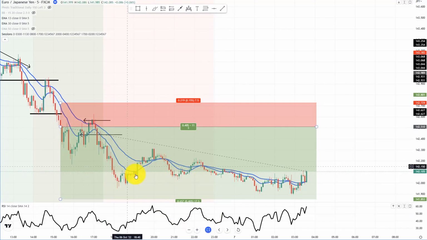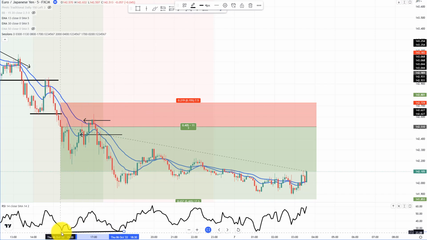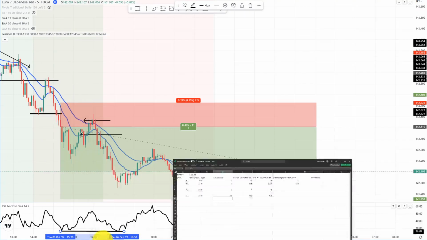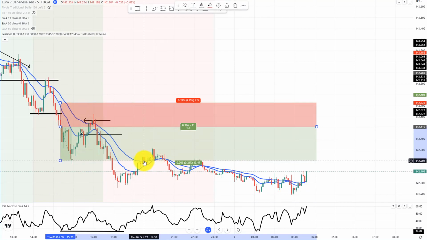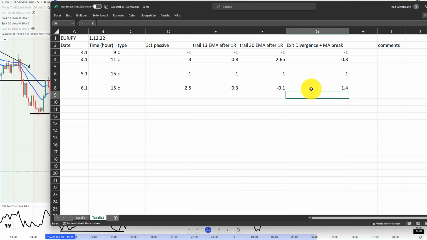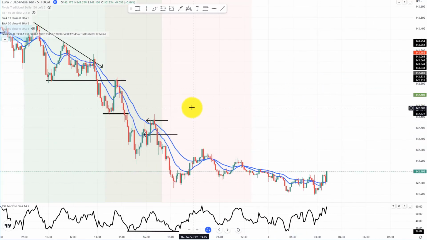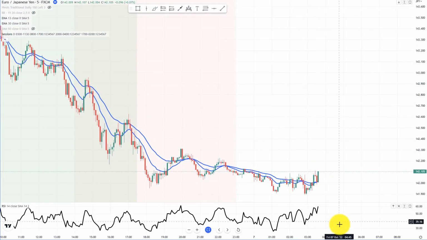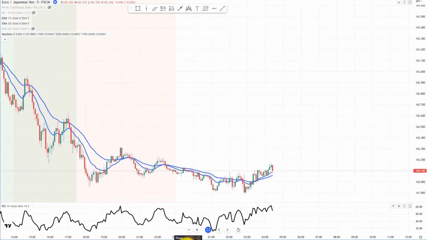And where do we have a divergence at one point here? Not really. No, hard to say where you would have exited this. Is this a divergence? It's a double. Not a classic divergence. Yeah, you could say this is a divergence. Then your exit would have been here when the moving average was broken. So here, 1.4R, I can see. 1.4R, okay. Then we clear this and let's wait for London to open.